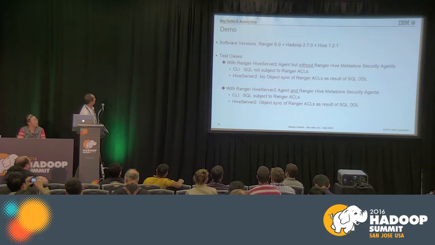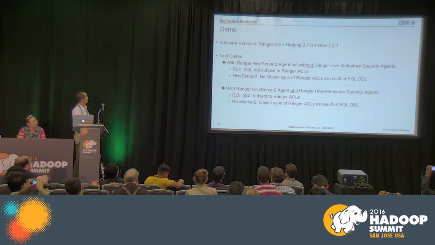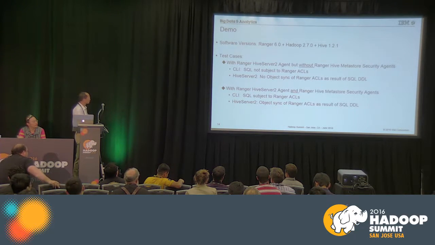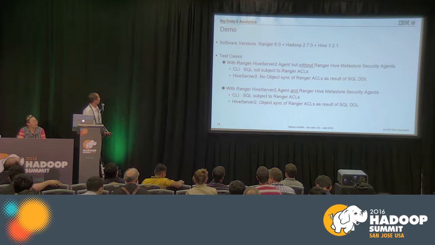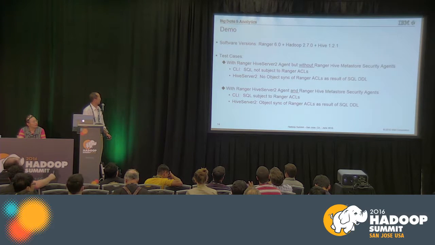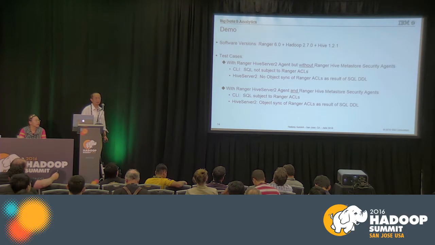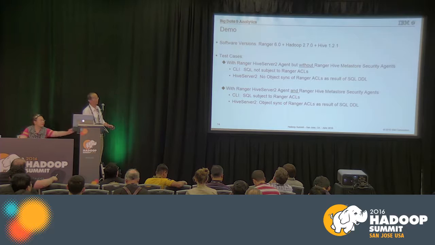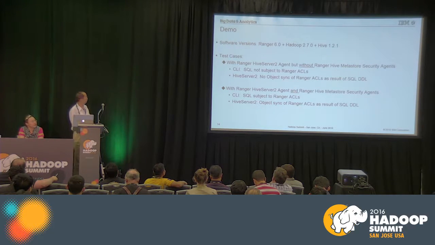So next we are going to do some demo. The demo will be on two test cases. The first one is we're going to run both CLI and Hive Server 2 with the existing Hive Server 2 agent enabled, but not with the new Hive Metastore security agent enabled. So that's the existing behavior. Next, we will compare with the new behavior, with our work on the Metastore security agent enabled.